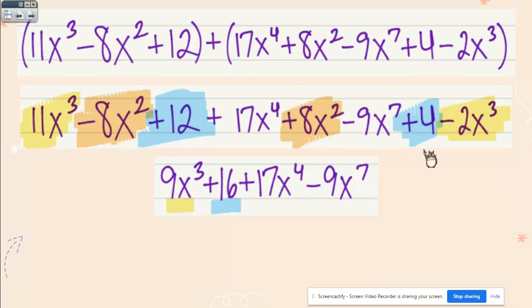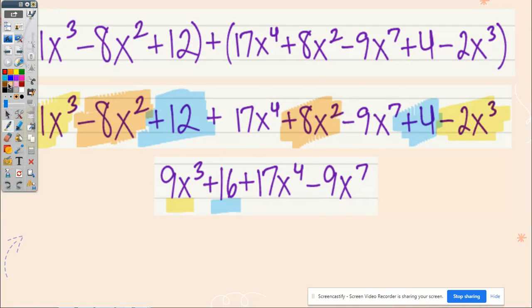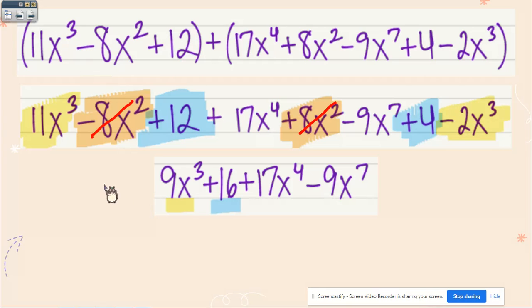11x to the third power minus 2x to the third power is 9x to the third power. So notice I underlined it in yellow so you can see where it came from. 12 plus 4 is 16, and that's where that one came from. Notice I don't have any orange, and that's because negative 8x squared and positive 8x squared are going to cancel each other out. So that's why it doesn't exist in my next step. And then after that, you just have to put it in the correct order.